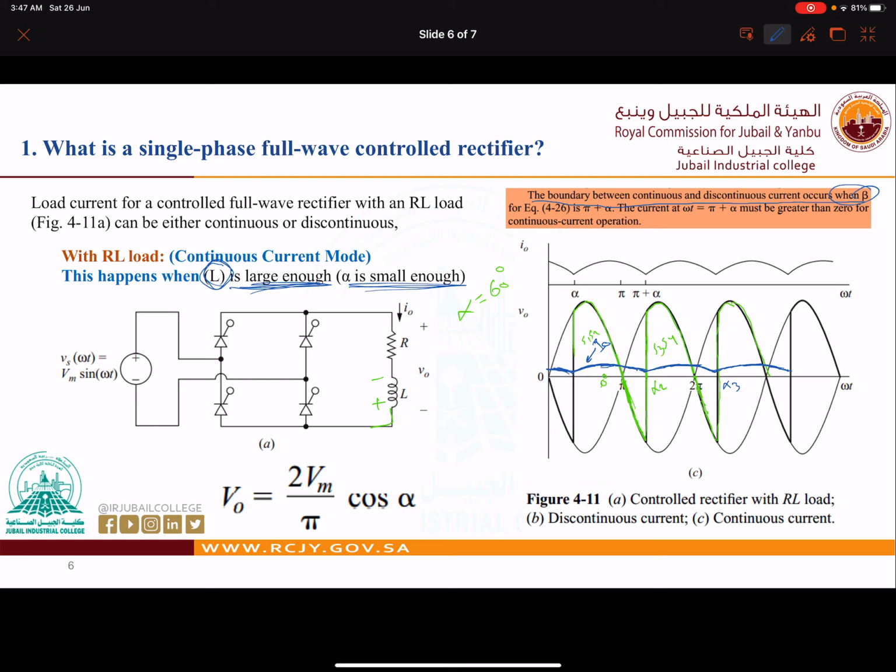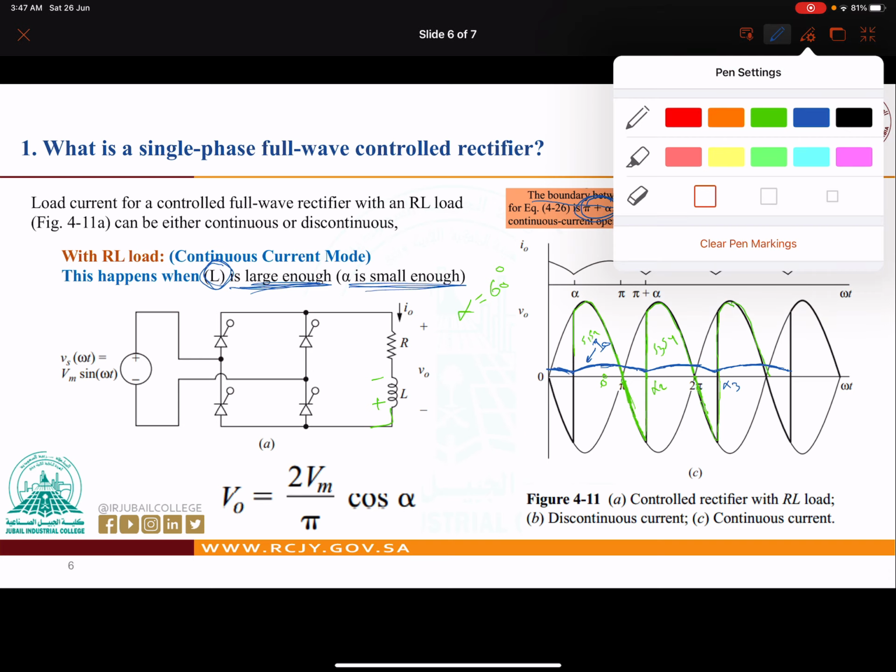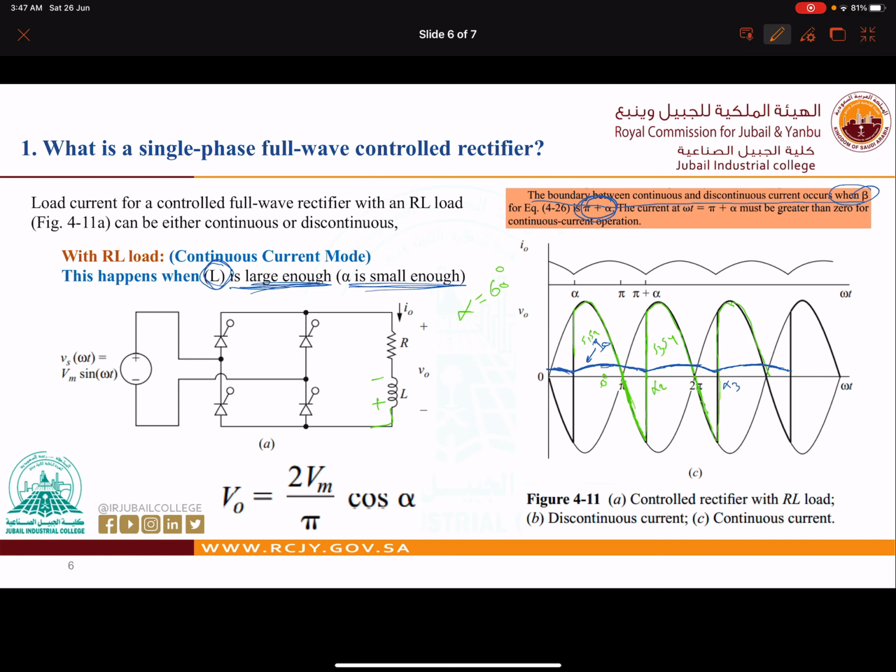Now beta, as you can see, is pi plus alpha. Now let me do it here with another color. Let me use the orange. Okay. Now this is alpha, right? This is pi. Here we have pi. In this point we have pi plus alpha, right?